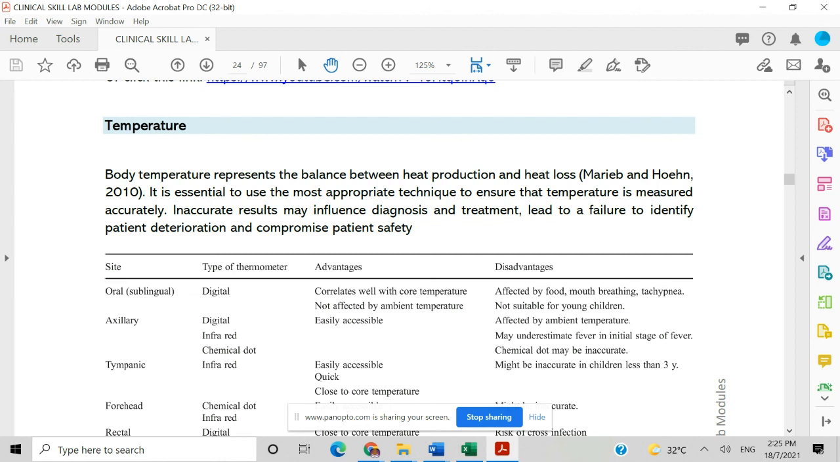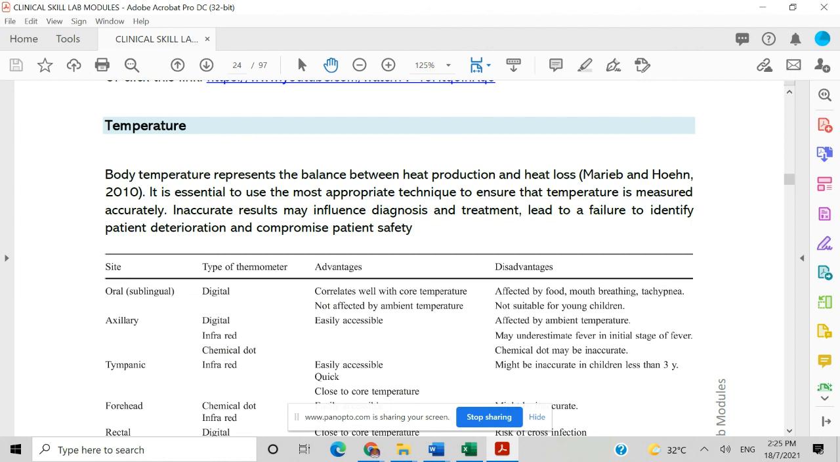Respiration and pulse: normally if you use the electronic ones, the pulse comes with the blood pressure. Respiration, no, sorry, respiration you have to measure on your own. What's the other one? Pulse, blood pressure, respiration, and temperature.